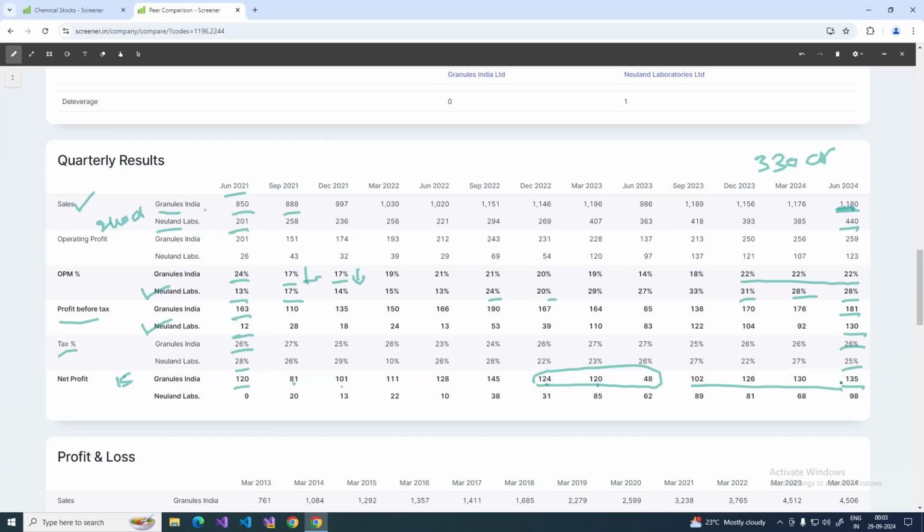Now if you see Neuland Laboratories, 9 to 20, 20 to 13, 13 to 22, 20 to 10. So here a decrease. Then 38, 31, 31 to 85 crores, 62, then 89, 81, 68, 98. So if you observe the net profits of Granules India and Neuland Laboratories, Granules has more fluctuations in net profit. Neuland Laboratories is constantly increasing. This is positive for Neuland Laboratories.